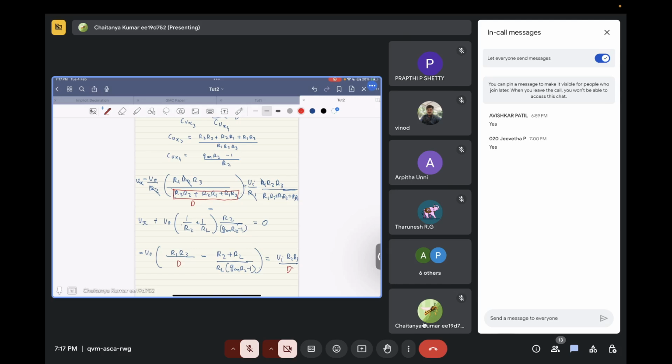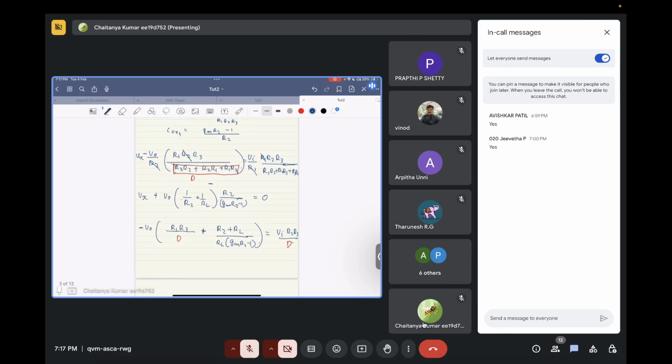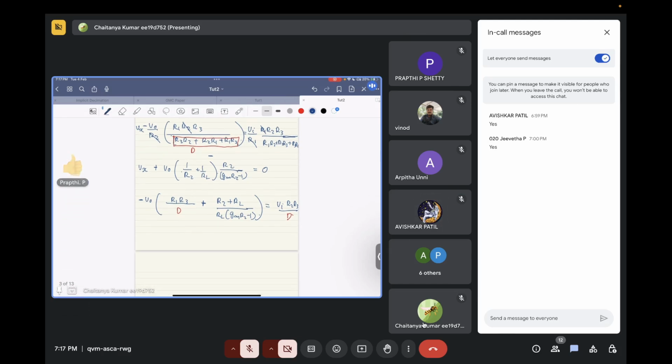Is this clear, guys? Here will be a plus over here. Is this equation clear? I hope this equation is clear. So till this point, any doubt or any problem? This is just plain algebra, guys. So I hope you guys can follow this, right? Yes, sir. Yeah.